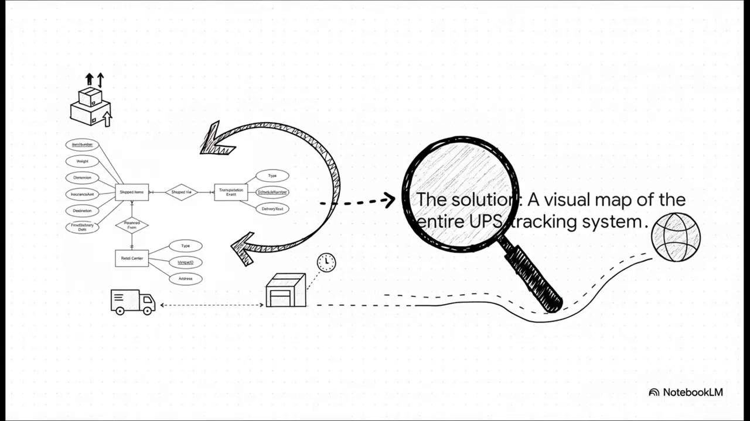And here it is. This is the solution from the exam. Now, what's so cool about this is how it takes that wall of text we just read and turns it into a clear visual map. You can actually see shipped items right there in the center, and you can see how it connects to a retail center and to transportation events. It's the entire system on a single page.